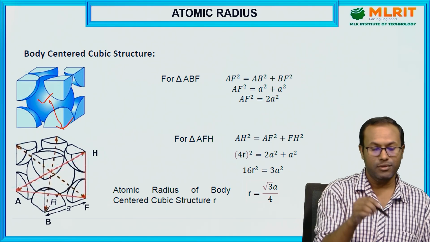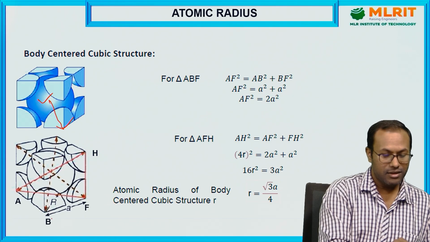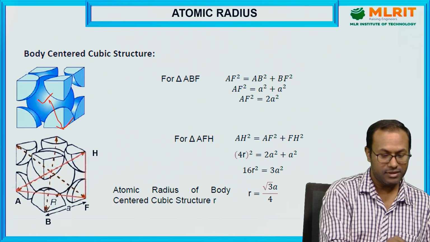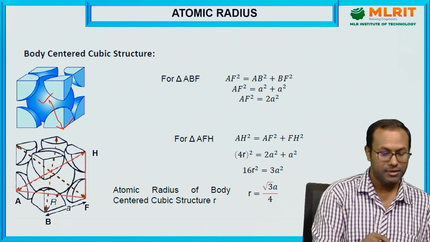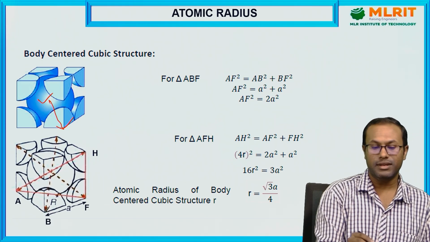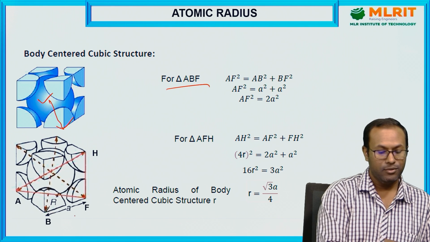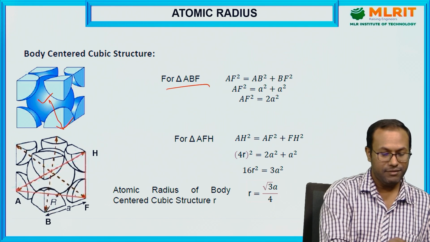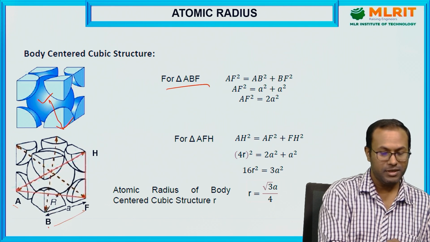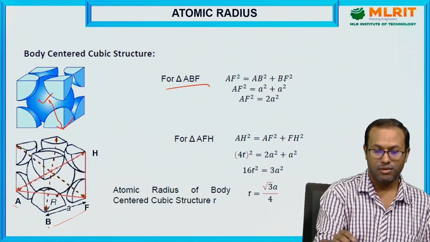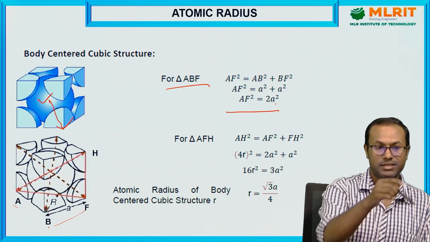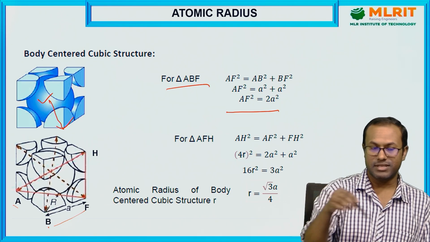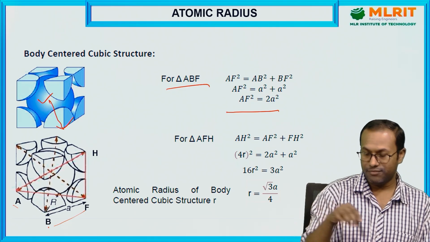For that we have to take a triangle. Suppose this is ABF. This is a triangle on the bottom plane. What is the distance? We have to figure it out. In triangle ABF, we know that AF square equals AB square plus BF square. AB is a and BF is also a. So we can say that AF square equals 2a square. That is the diagonal distance on the floor.